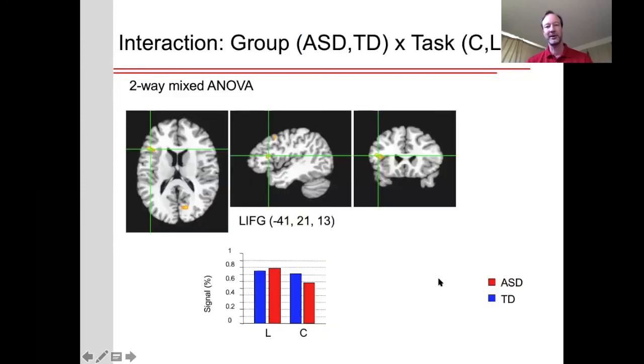And finally, we can also look at interactions across the groups. So in this particular condition, we were interested in knowing whether the category or letter fluency was different in those individuals with autism spectrum disorder versus typically developing controls. We did find a region in the left inferior frontal gyrus where we saw that difference. That is particularly a decrease in the activation amplitude in the category fluency in the individuals with autism spectrum disorder.